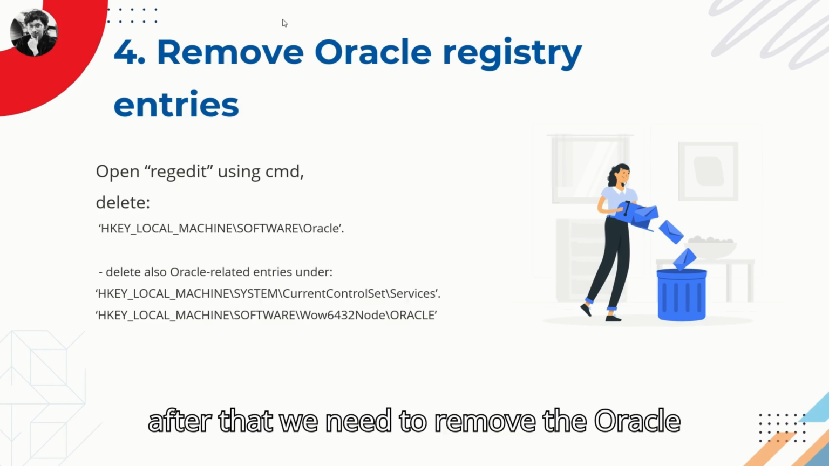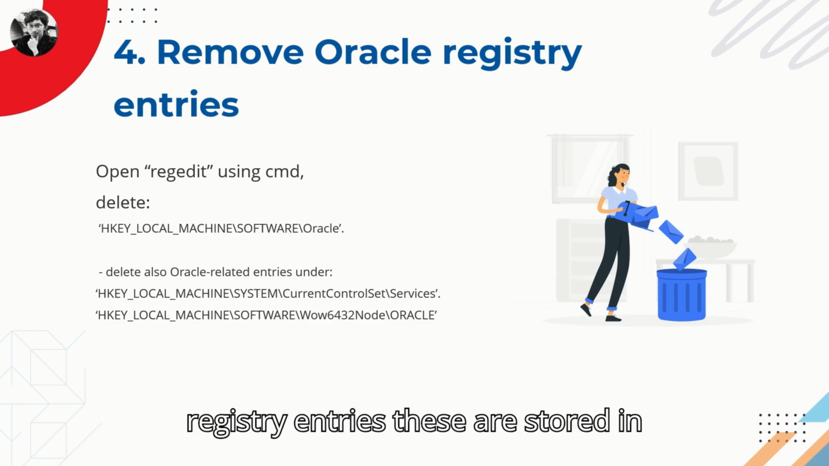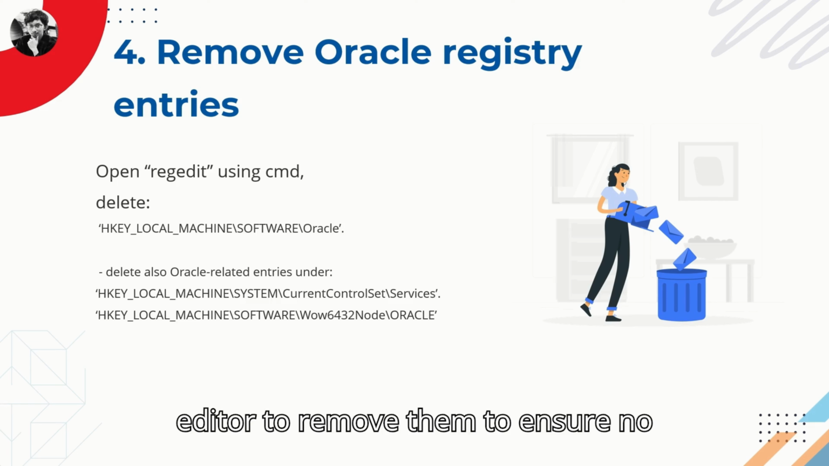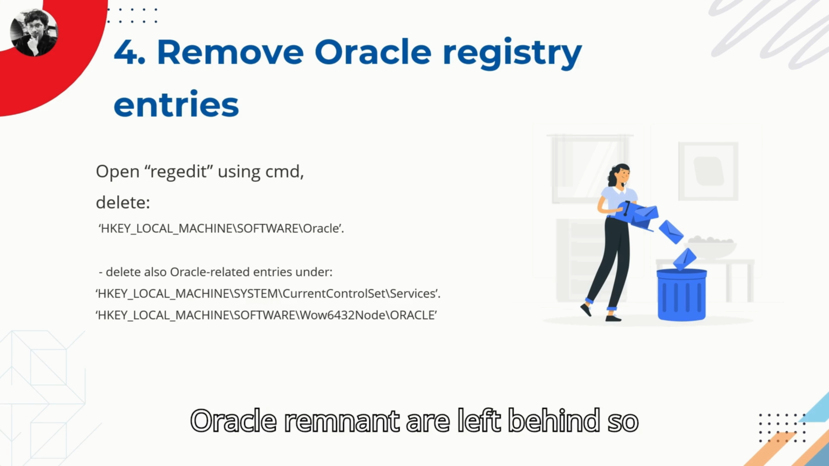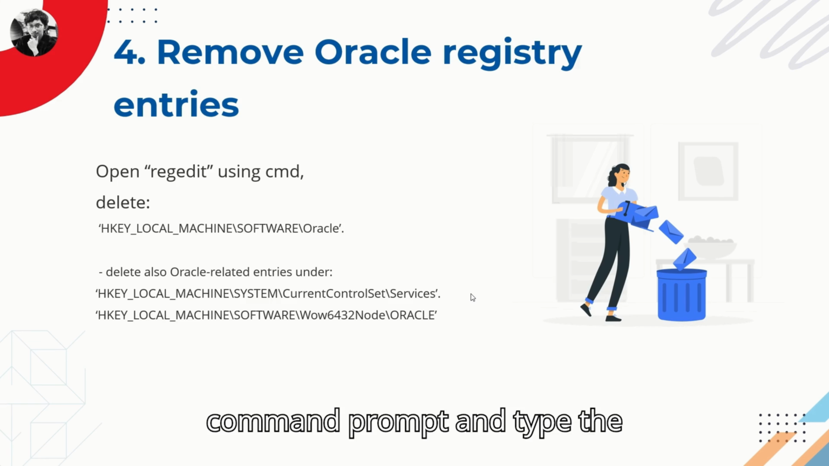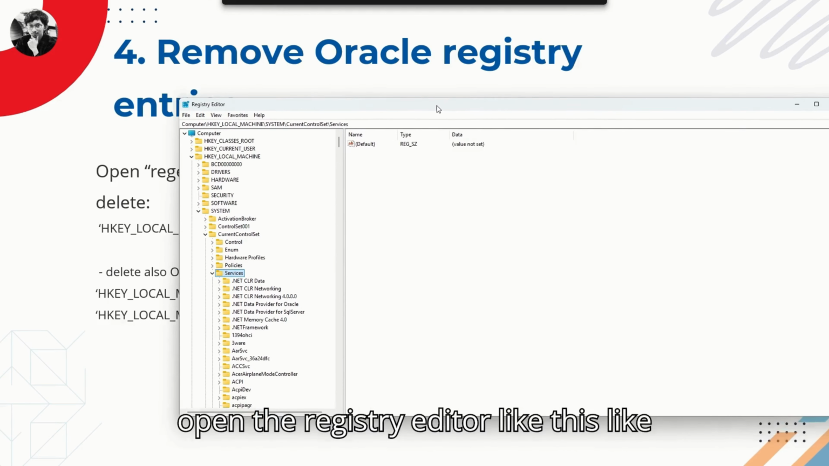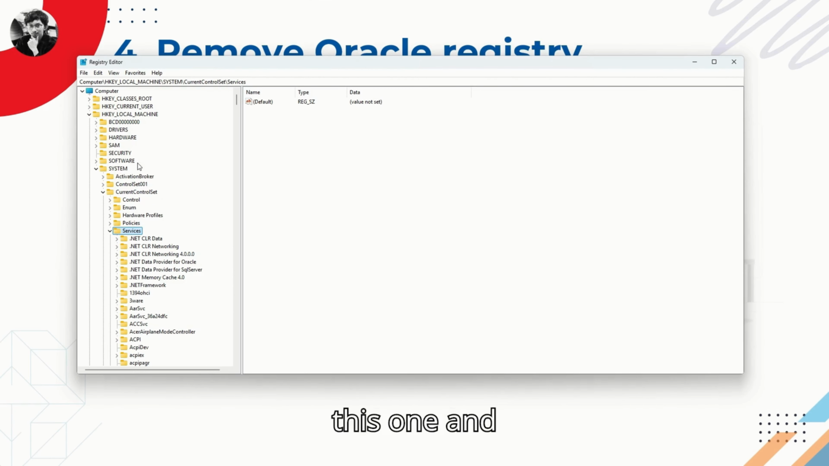After that, we need to remove the Oracle registry entries. These are stored in the Windows registry. Use the registry editor to remove them to ensure no Oracle remnants are left behind. So for this one, we can just go to the command prompt and type regedit and enter. It will open the registry editor like this one.